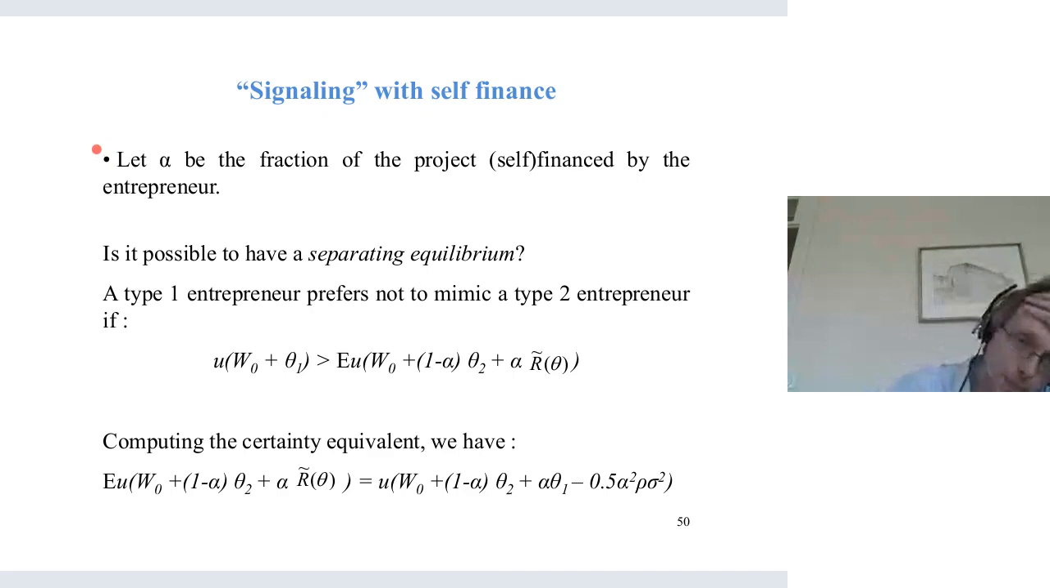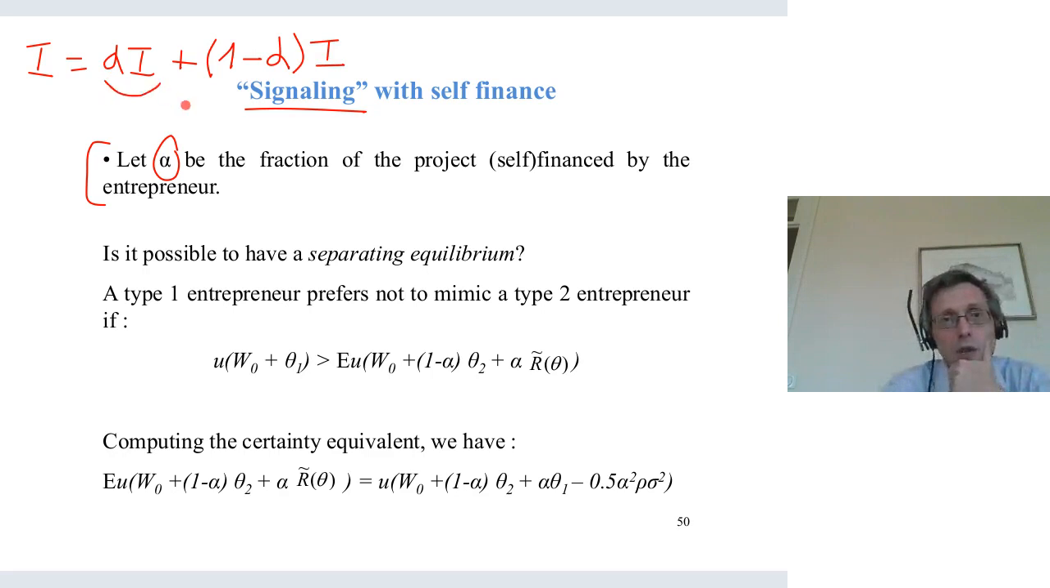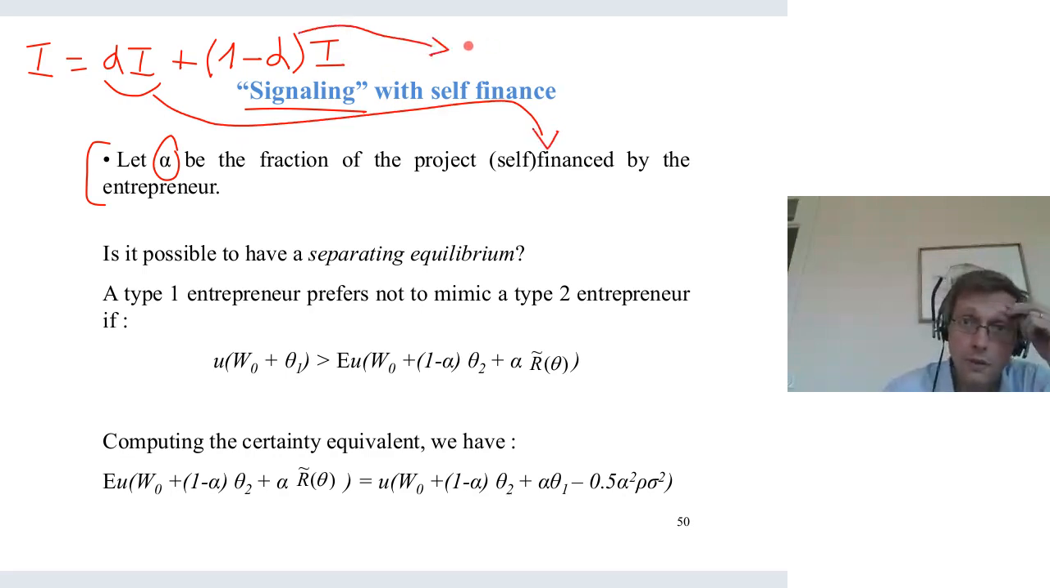But maybe we can do something better, which is going to be called signaling. That is to say, I'm not going to entirely finance my project if I am a type 2 entrepreneur, but I'm going to finance a fraction of my project. So capital I corresponds to alpha I plus 1 minus alpha I. This is going to be self-financed, and this is going to be sold on the financial market.